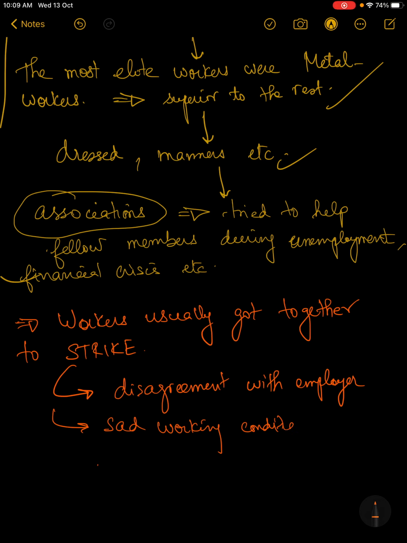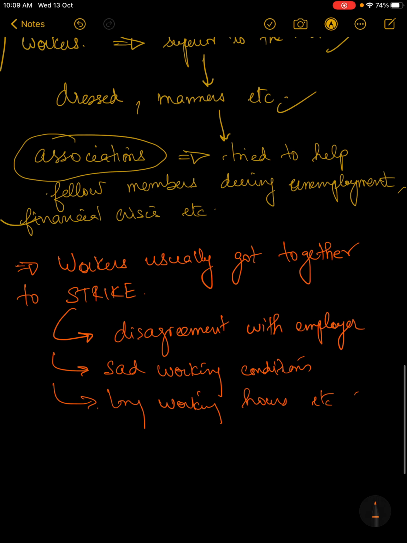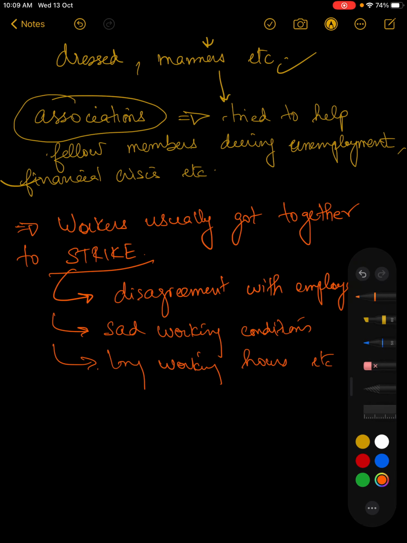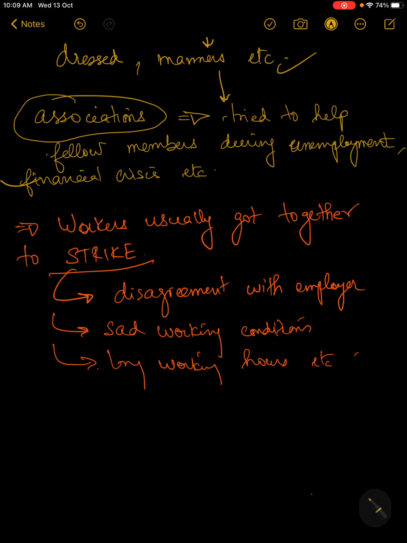Okay, sad working conditions, long working hours, etc. Right? So essentially striking together, in unity. Now, if we were to look at some dates over here, some nice dates bring joy, don't they? Right? So, if you were to look at the dates, these strikes were quite frequent.